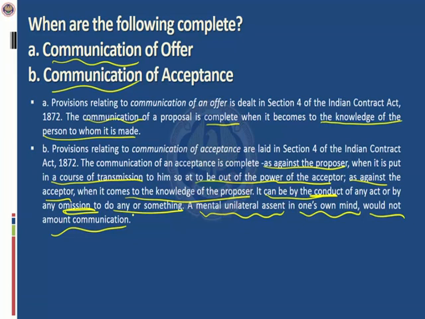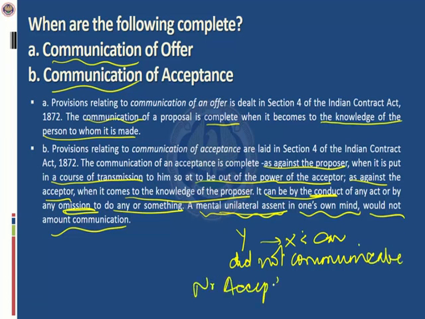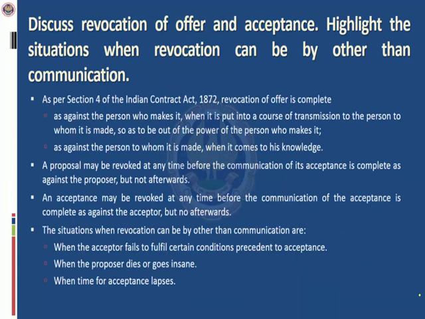But Mr. X says that the assent was only in your mind and it was never communicated, and therefore the offer was there but the acceptance was not there, therefore the promise did not come into picture and therefore the contract does not exist. So it was a mental unilateral assent on the part of Mr. Y that he wanted to buy X's car. He did not communicate, and therefore since he did not communicate: no acceptance, no promise, no agreement, no contract.